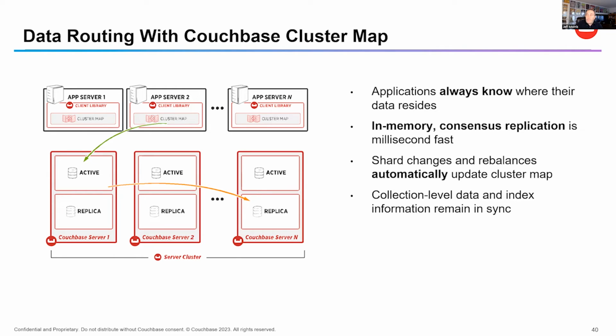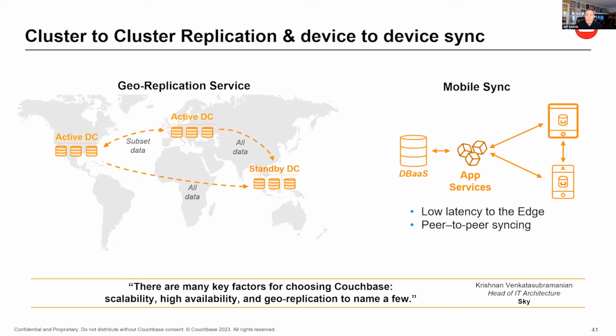Our in-memory consensus-based replication is really fast because it happens in memory when we're moving the data around and replicating it across these 3 different nodes. We can process all of this at the collection level, which is an organizing structure in Couchbase, so that all the data stays in sync. Then we also offer cross-data center replication, so we can do geographic replication from cluster to cluster, regardless of where that cluster lives on the planet. And the other fun thing is we can also sync down to mobile devices.